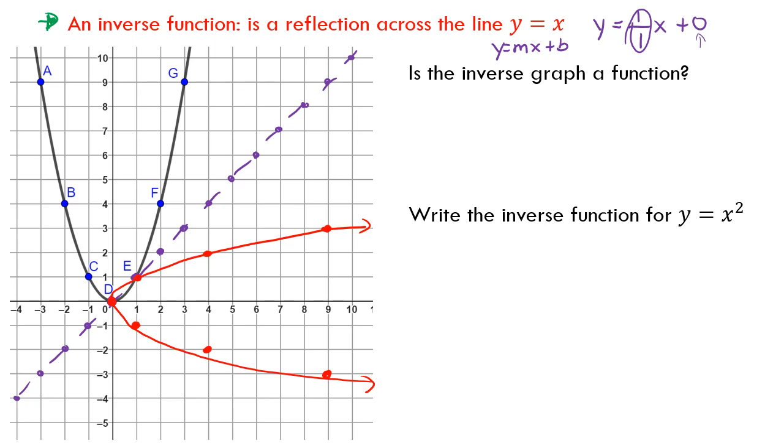Well, I can do my vertical line test. If I draw a vertical line, I hit the graph located here and located here, which means its coordinates are 9, comma 3, and 9, comma -3. So the same x has two different y values. So no, this is not a function. The inverse is not a function.